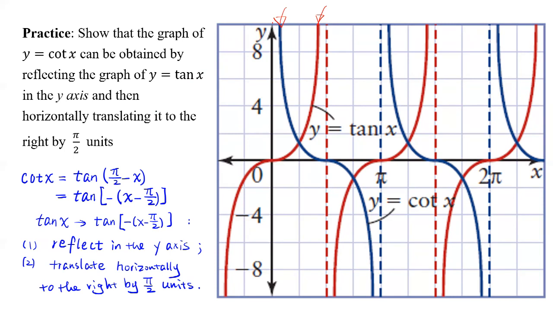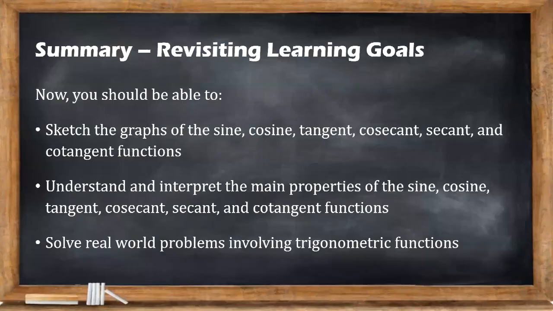Okay, so I hope we can understand all of these 6 trigonometric functions we have learned for today. And let's make a summary of today's learning goals. So now you should be able to sketch the graphs of the sine, cosine, tangent, cosecant, secant, and cotangent functions, and understand and interpret the main properties of these functions, and use these functions to solve real-world problems.